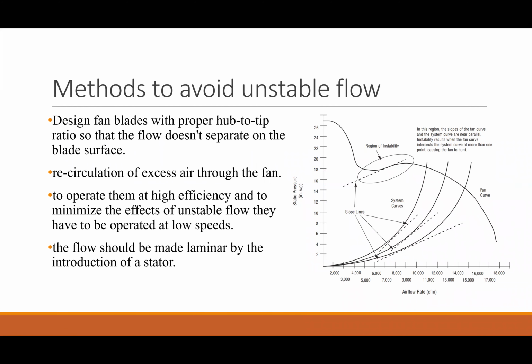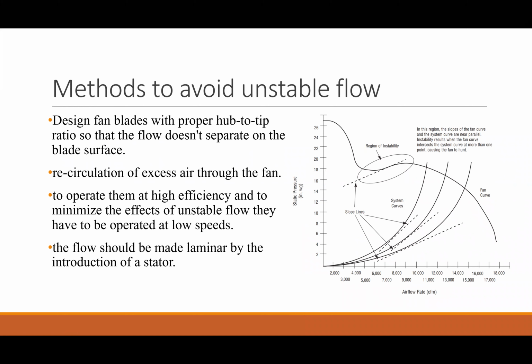Unstable flow can be avoided or reduced by designing the fan blades with proper hub-to-tip ratio and analyzing performance on the number of blades so that the flow doesn't separate on the blade surface. The hub-to-tip ratio of a fan is the ratio of the hub diameter to the blade tip diameter. Varying this ratio changes the fan's performance capabilities.